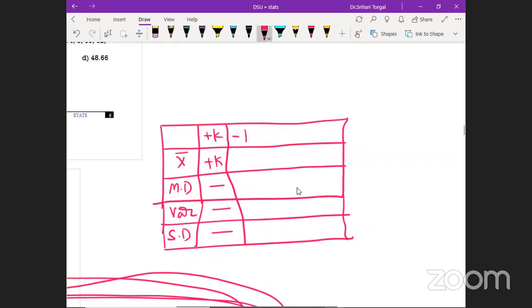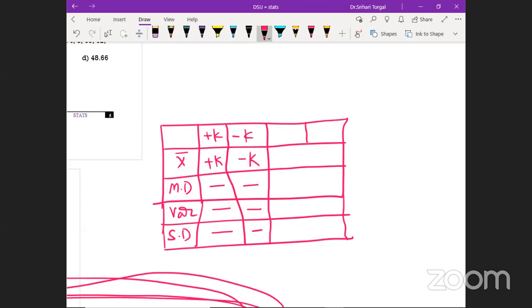If I subtract k from the old data, now tell me what I have to do for x bar. It is minus k, exactly. And what about mean deviation? No change, because after getting the mean, if you take the difference, you will not find any difference, because all the differences will be the same. Variance is also unaltered, and standard deviation is also unaltered. You have to concentrate on this.